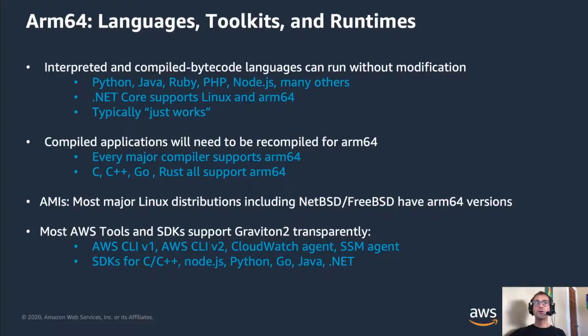In terms of the AMIs that you might use on the Graviton2-based instances, as we previously said, most of the major Linux distributions do have support for Graviton2-based instances, so it's just a matter of picking the ARM64 version of those AMIs. Of course, we recommend to use recent enough versions of those distributions to enjoy the best level of performance on the Graviton2-based instances. When it comes to AWS tools and SDKs, all our SDKs are fully supported on the Graviton2-based instances, even the ones for the low-level languages like C or C++.